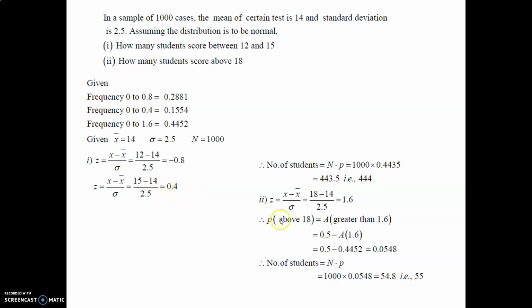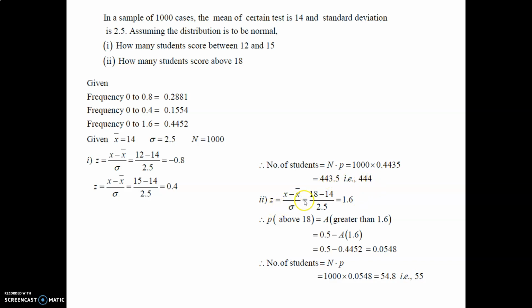So now we have to solve the score. We have to establish the z scores, so we go to the 12 and 15 range and consult the table, and we get 0.4435 as the probability. That is why the number of students is n into p, 1000 into 0.4435, which is 443.5, that is 444.